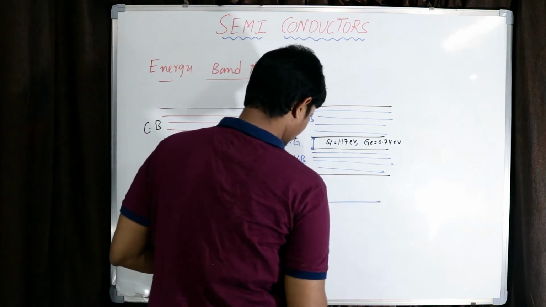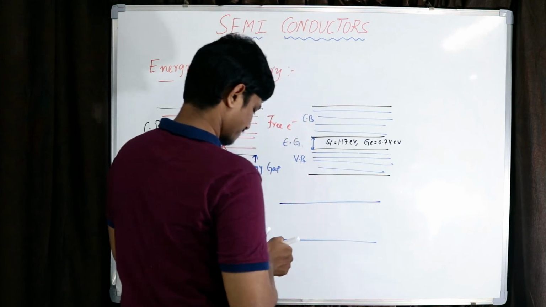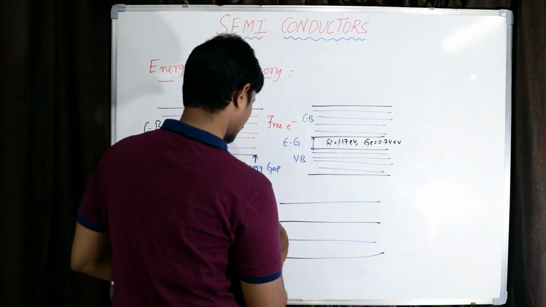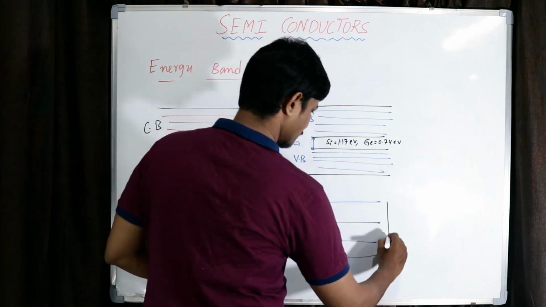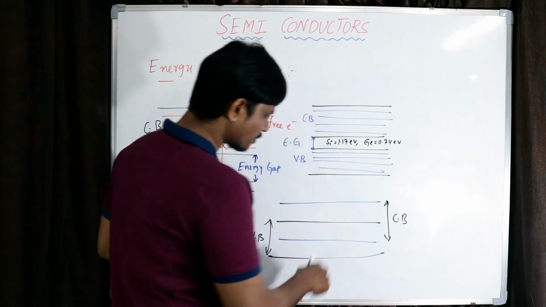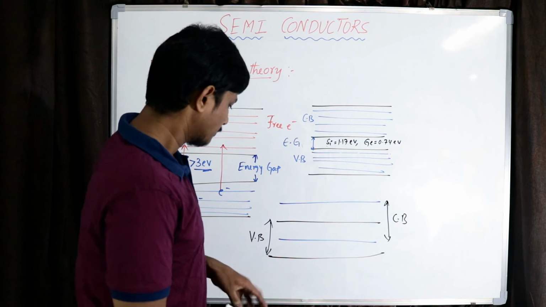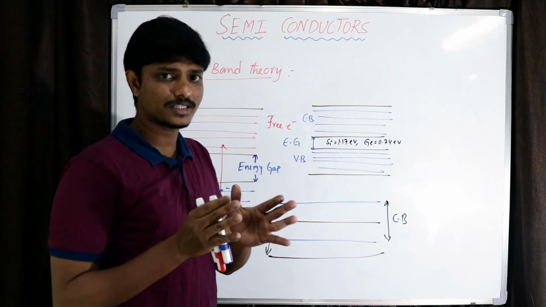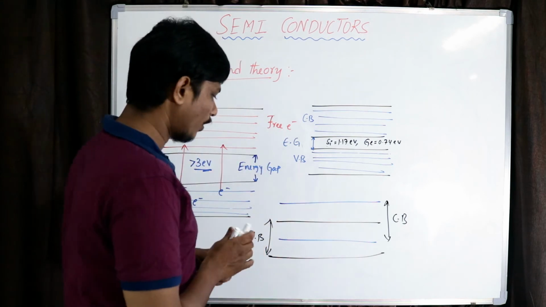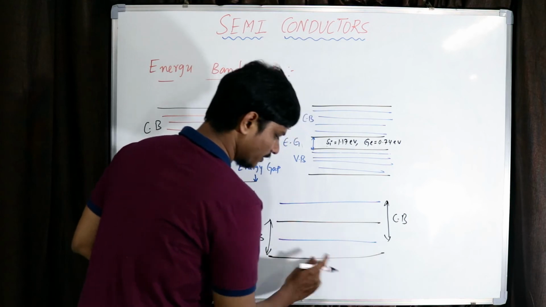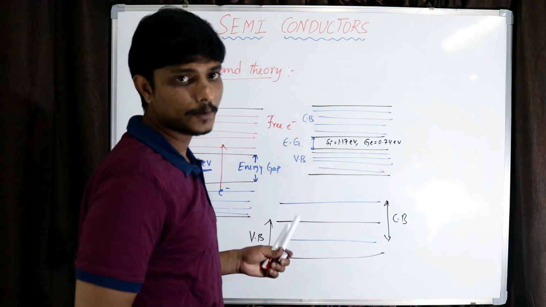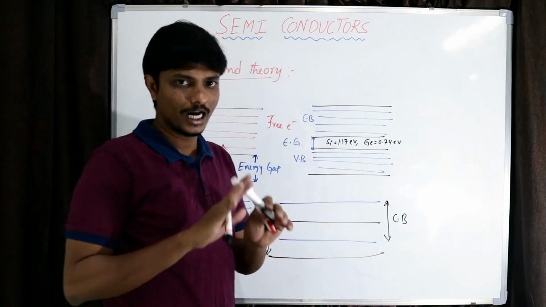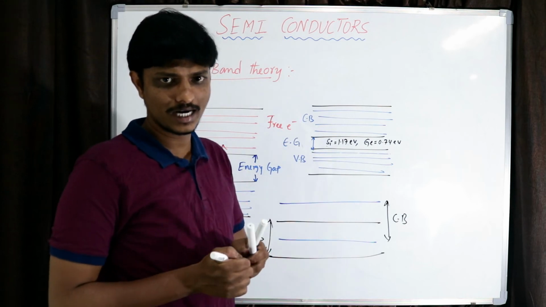So for conductors, what will happen? This is the valency band, this is the conduction band. If you observe, there is no energy gap. In conductors, the valency band and conduction band merge with each other. Therefore, whatever number of electrons are there in the valency band will be part of the conduction band. Therefore, you need not provide extra energy to make a valency band electron a conduction band electron. I hope energy band theory is understandable to you.